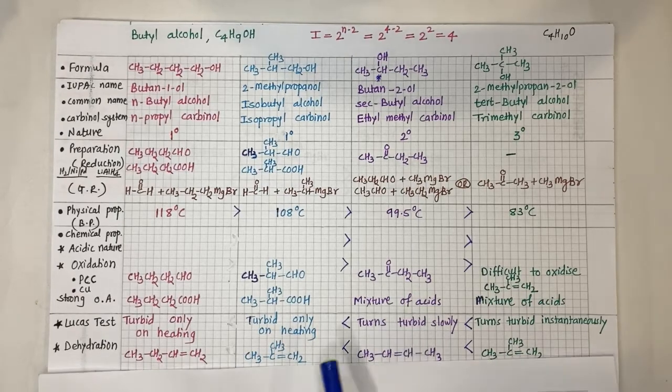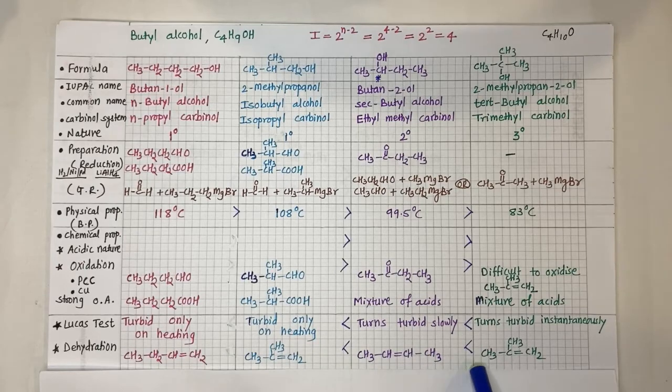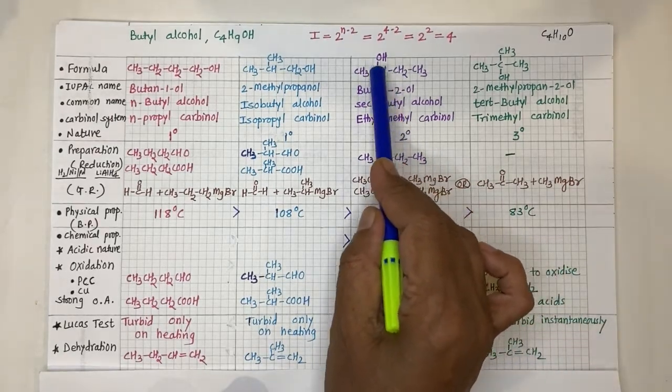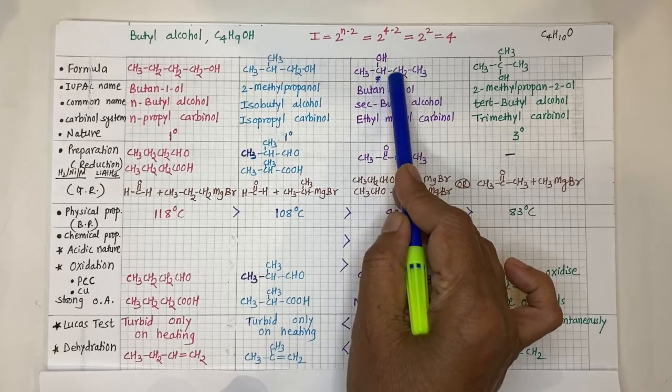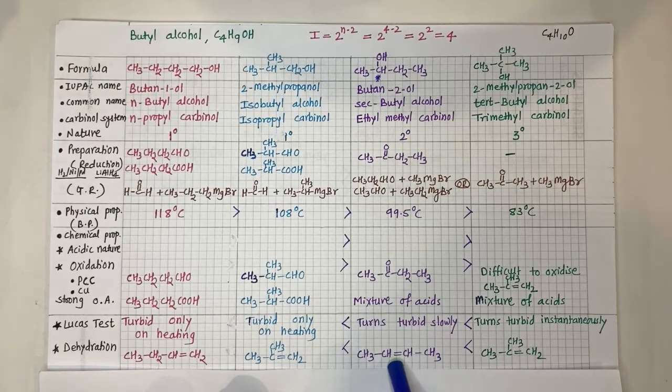One more, dehydration. For dehydration, here again the order of reactivity is the same, tertiary alcohol is more reactive. Alcohols undergo dehydration to form the corresponding alkene. In case of sec-butyl alcohol, see here, two possibilities. Therefore, it undergoes dehydration by Saytzeff rule. According to Saytzeff rule, the more substituted alkene is the major product.